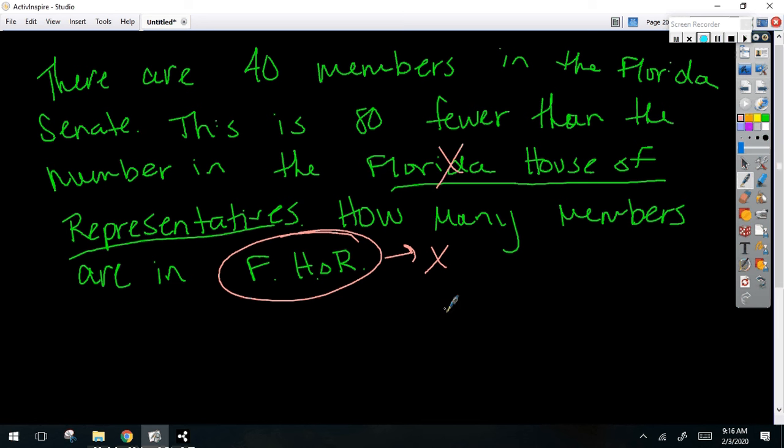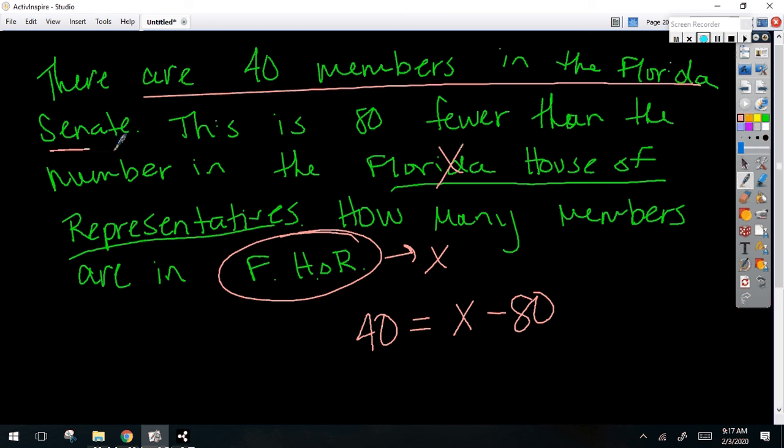80 fewer than X means I have to do, right? 80 fewer than X. What does that equal? 40. It says there are 40 members in the Florida Senate. This is my equal sign. So the 40 equals 80 fewer than X.